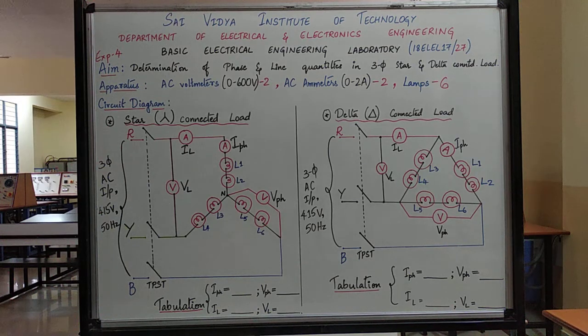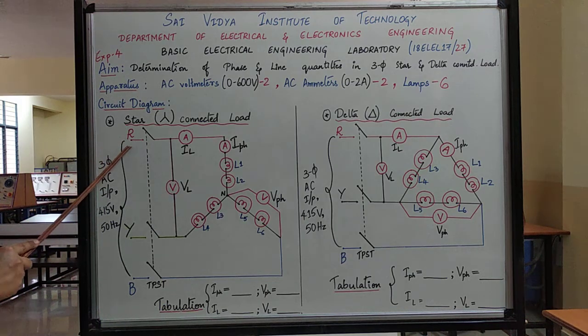Now that we have learned what is a star connected load and what is a delta connected load, and the theoretical equations for line voltage, phase voltage, line current and phase current, let us learn how the circuit is made, and then let us learn how to connect the circuit practically. So first, let us start with star connected load.